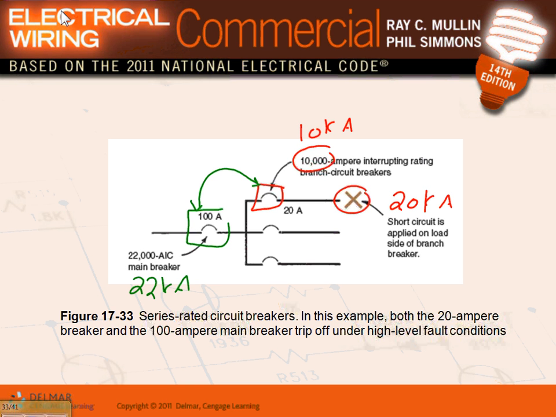It has to be factory listed or engineered for these two to be series rated. Who cares? You want to go the opposite way, where the smaller one trips first rather than knock the whole building out? You're absolutely right. Except here, for the series rated, this is where all hell breaks loose, and that baby cannot handle it. Look at that, 20K and it's rated for 10K. If it tries to interrupt at 20K, it's going to explode.